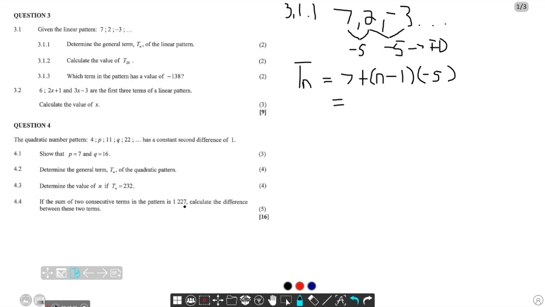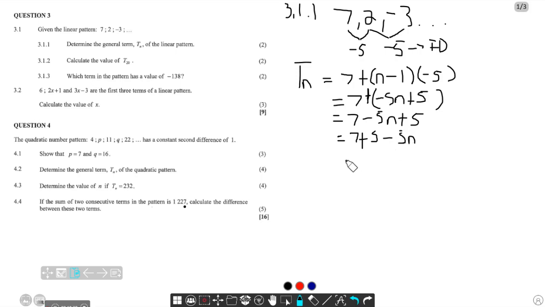But let us simplify it. So you're going to have 7 plus 5 minus 5n. So what is 7 plus 5? 7 plus 5 is going to be 12. And then we're going to have minus 5n. Okay, and then this is your new equation, or if you want to write it nicely, you're going to have negative 5n plus 12.